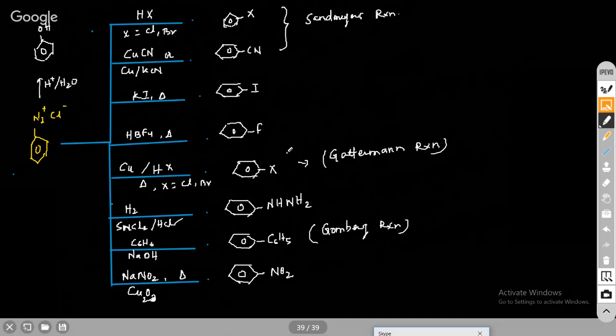We have one coupling reaction. Okay, write down. Next, coupling reaction of diazonium chloride.